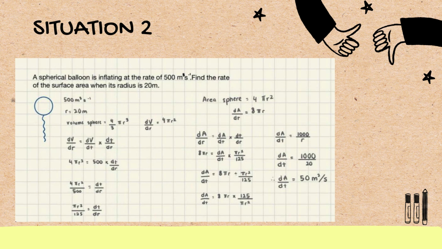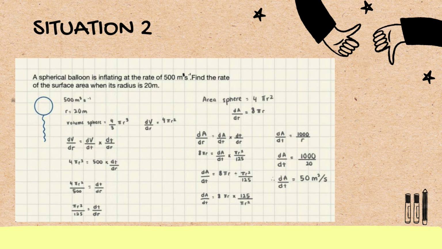But before releasing the volume formula, we must release the information first. So the volume rate of the sphere is increasing because it is positive, because the wind comes in. If the wind comes out, it becomes negative. This question told us to find the rate of increasing area. So its area is increasing when the radius is 20 meter.